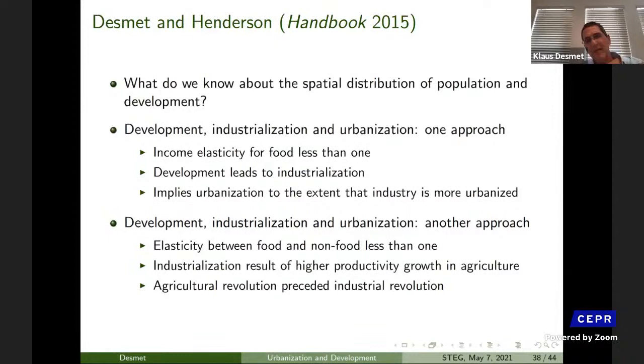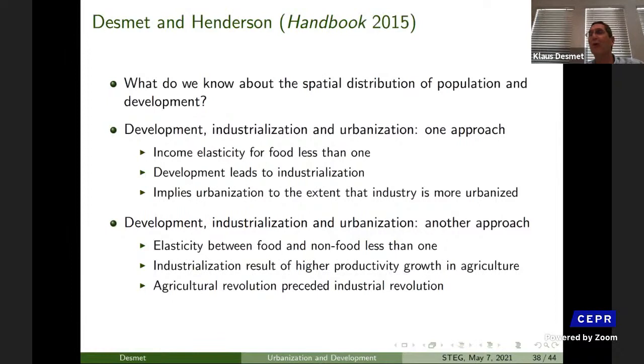So let me start with a handbook chapter that I wrote with Vernon Henderson a couple of years ago, where we look at the question of what we know about the spatial distribution of population and how that changes with development. One approach that will be very familiar to you, because you've studied structural transformation in so much detail over the past weeks and months, is models where we say, okay, if the income elasticity for food is less than one, then of course development will lead to industrialization. And when development leads to industrialization, that also implies urbanization, to the extent that industry tends to be more urbanized than agriculture.